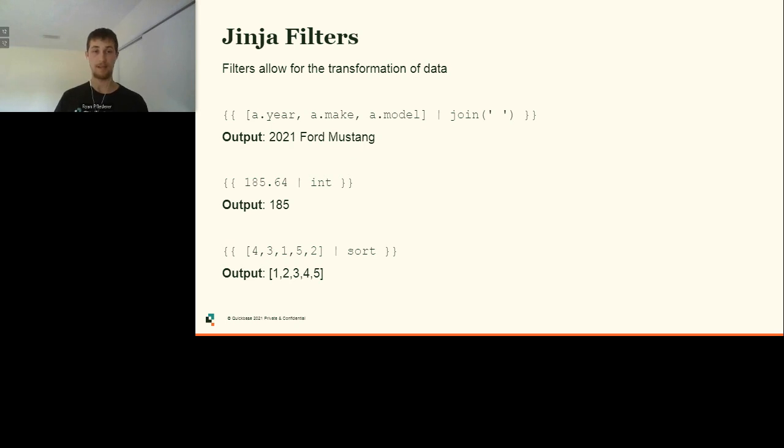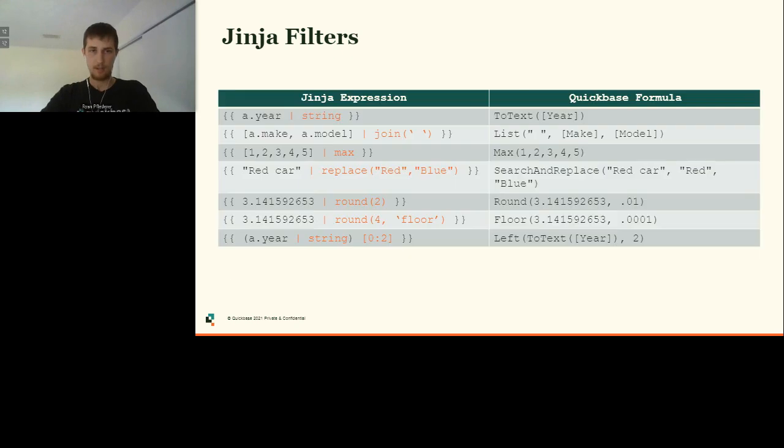And we've got that. And then down below, I want to sort this array of data in alphanumeric order. And so we've got that. Then here's a few examples of the Jinja expression with that filter versus the equivalent Quickbase formula. So we can see there's various different ways to accomplish some of these different things.